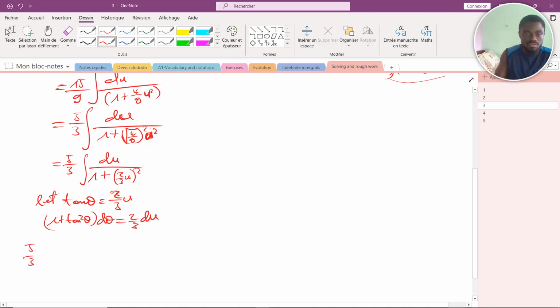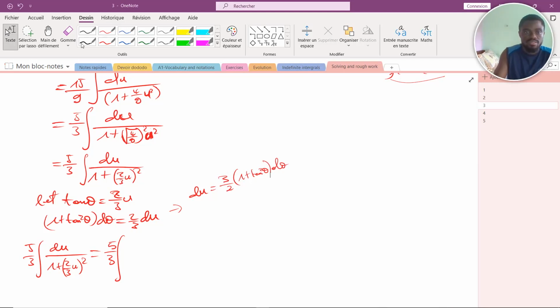This 5 on 3 integral of du on the 1 plus 2 on 3 u all squared will be equal to 5 on 3 integral of what? My du here, if I make du the subject, will be equal to 3 on 2 into 1 plus tan square theta times d theta. Are you okay with me? Try to verify that that's the answer.